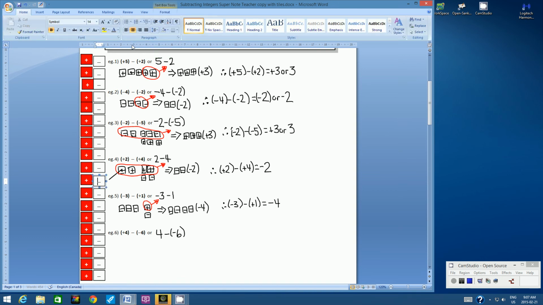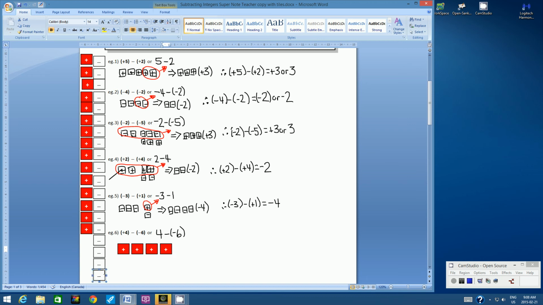Okay, so put your pencils down. So let's start with our tiles. So let's bring over 4 positive tiles. Okay. Now, I have to take away or remove 6 negative tiles. Well, the problem is I don't have any negative tiles. So how many negative tiles do I have to add? Well, I've got to add 6 because I need to take away 6.